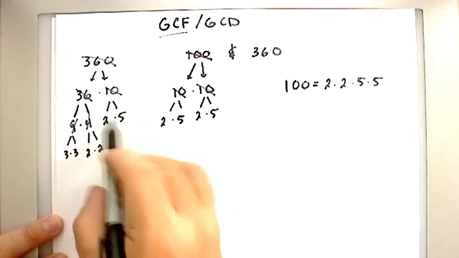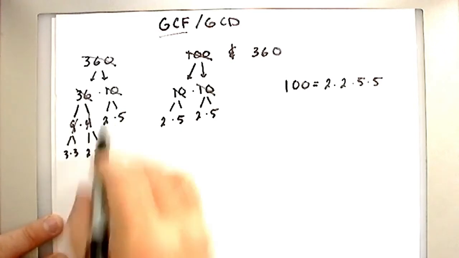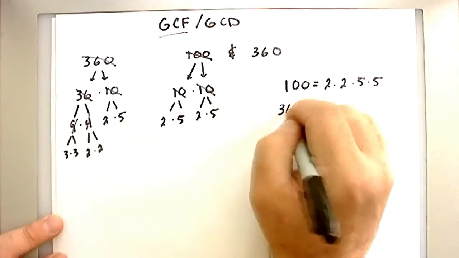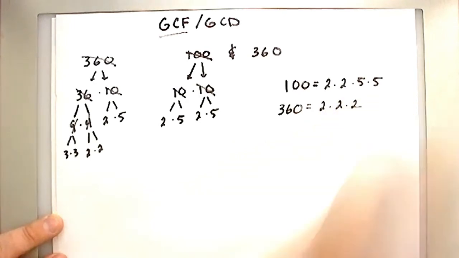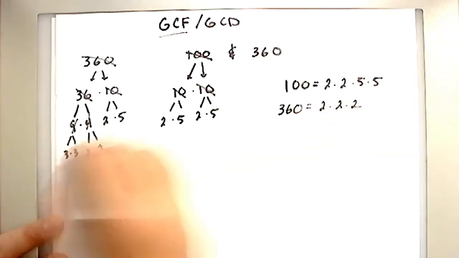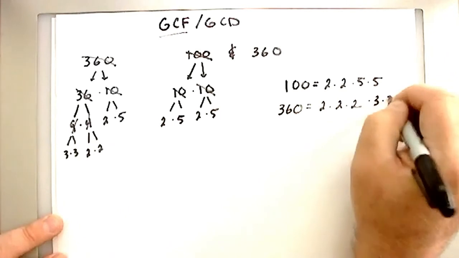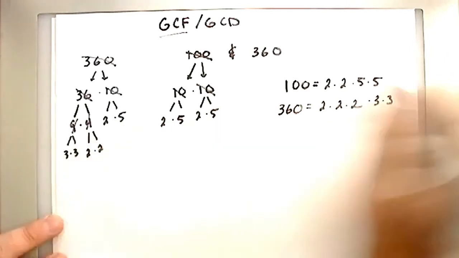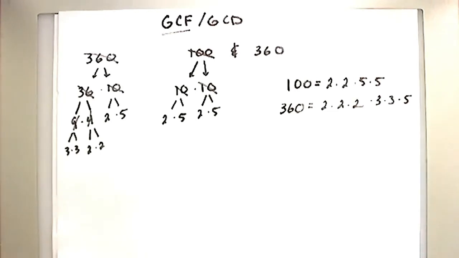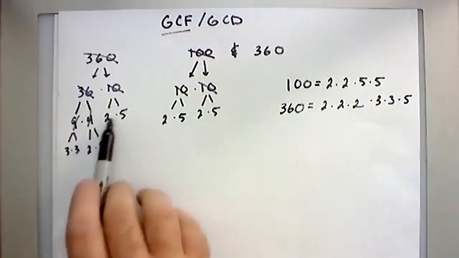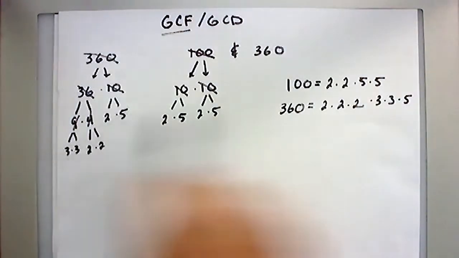So collect them all together and be careful now. 360 was 1, 2, 3 2s, 2 3s, and 1 5. Be a little bit careful here, guys. Don't lose them as you go. So 1, 2, 3 2s, 2 3s, and 1 5, okay? Again, like I said, some of these are a little bit longer. You're not going to be able to do all of these in your head.